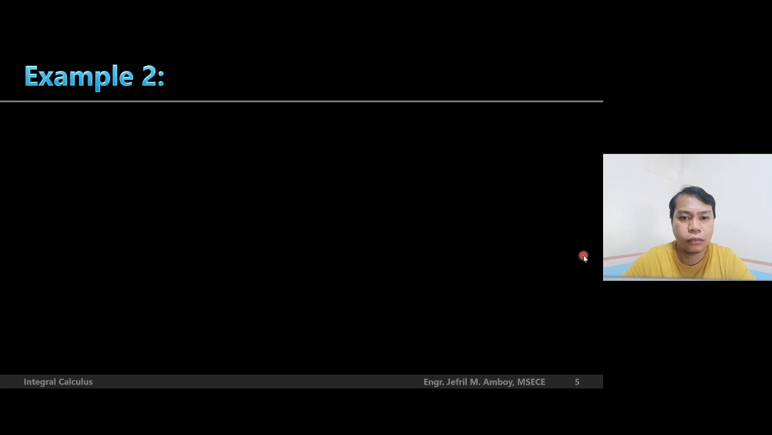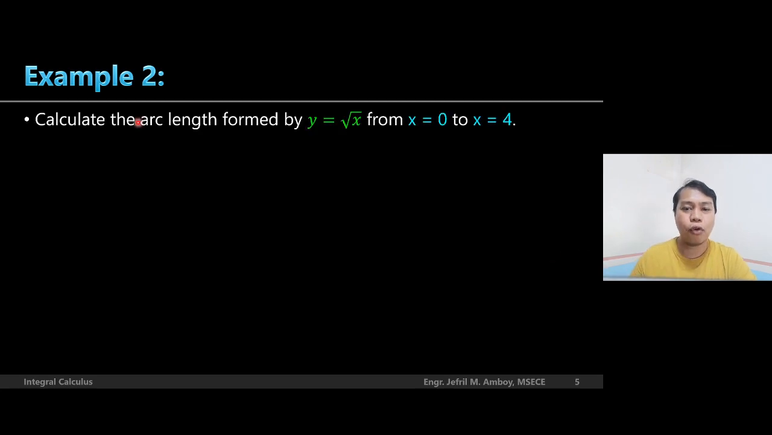Ito na siya. Calculate the arc length formed by y equals square root of x from x equals 0 to x equals 4. Parang suki yung 0 to 4, no? Parang yung problem kanina, yung limits niya, x equals 0 to x equals 4 din. Pero this time, iba naman yung graph, square root of x. Di ba itong square root of x na to, this is just half of a parabola, which is opening to the right. So, anong itsura ng graph niyan?